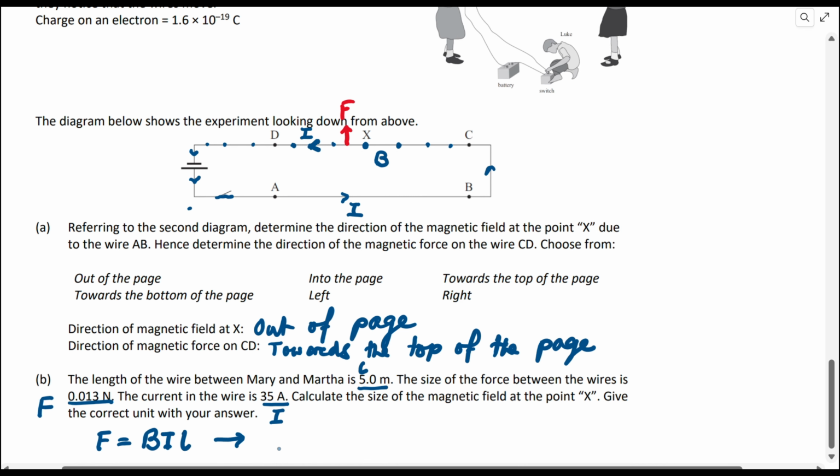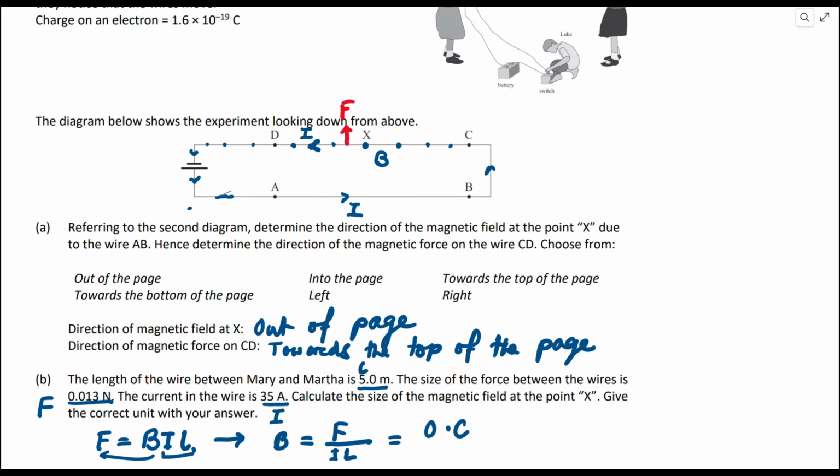and then we are trying to solve for B, so we'll rearrange the formula, and then we get B is equal to, we will take this IL and move it to the other side of the equation, so it becomes F over IL, because I and L are multiplied over here. So that gives us the force is 0.013 newtons. Divide that by the current, which is 35 amps, and then times the length of the wire, and everything is in correct unit, so we don't need to do any conversion.